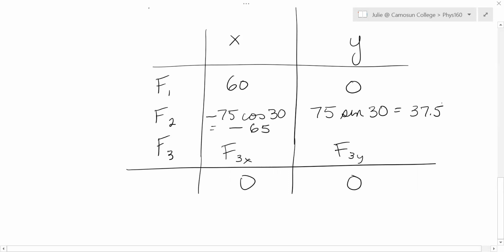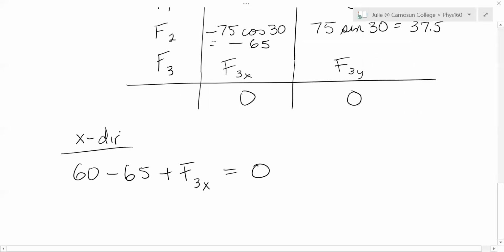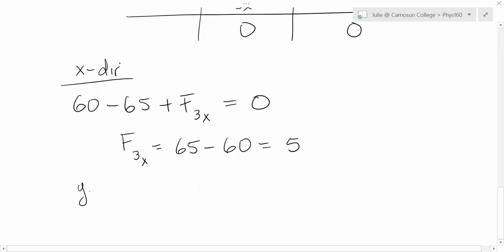Okay, we know they have to add to 0. We go down the column. In the X direction, 60 minus 65 plus F3X must be 0. So that means that F3X is equal to 65 minus 60. So it's 5. So it's going to be in the fourth quadrant, this F3.